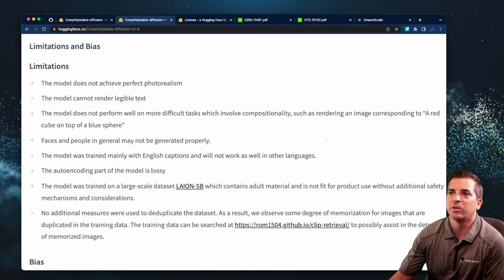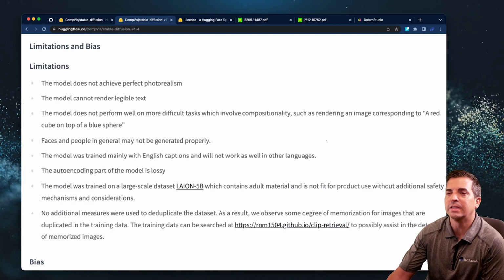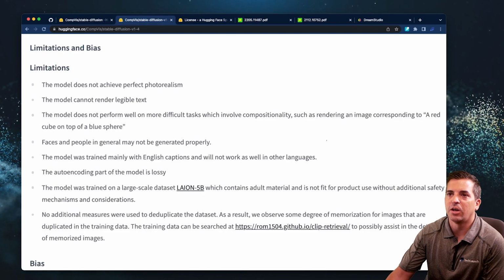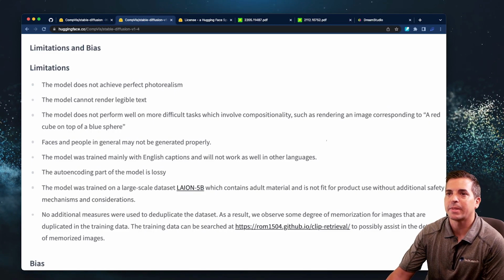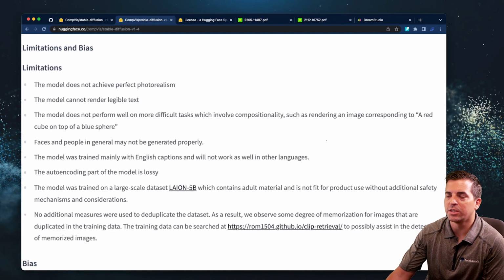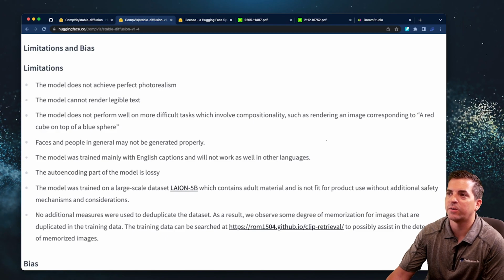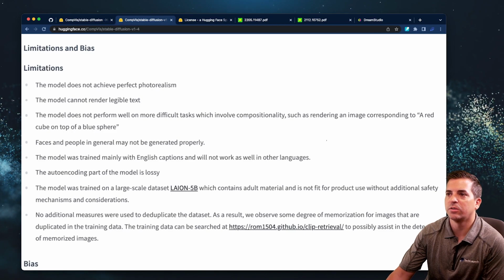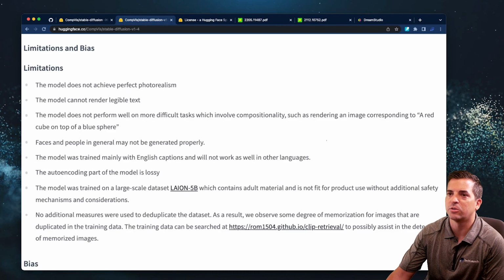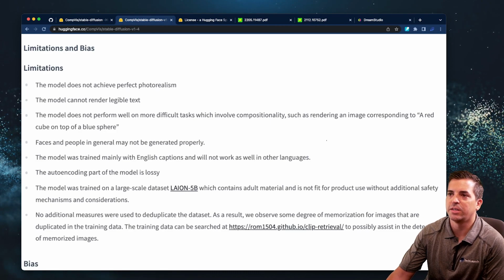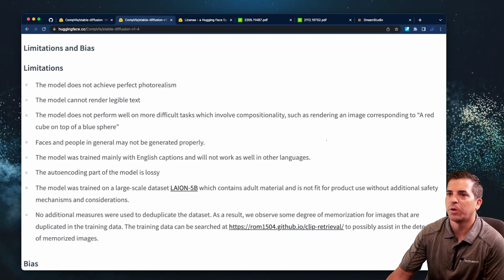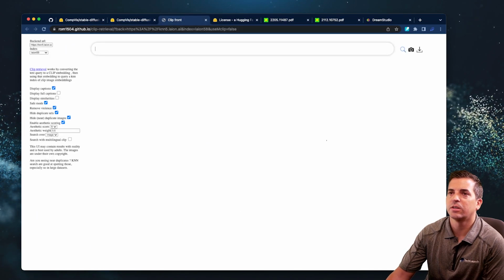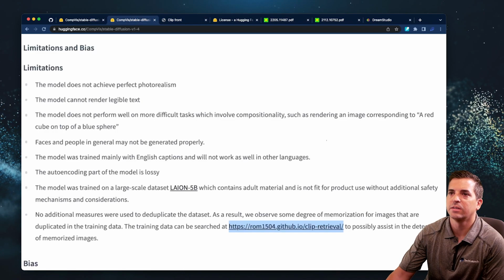Faces and people in general are not particularly generated well. It was trained mainly with English captions and won't necessarily work well in other languages. The auto-encoding part of the model is lossy. The model was trained on a large-scale data set which contains adult material and is not fit for product use without additional safety mechanisms and considerations. No additional measures were used to deduplicate the data set. As a result, they observe some degree of memorization for images that are duplicated in the training data. The training data can be searched here to possibly assist in the detection of memorized images. So you can actually go and search and see if there are duplicates.